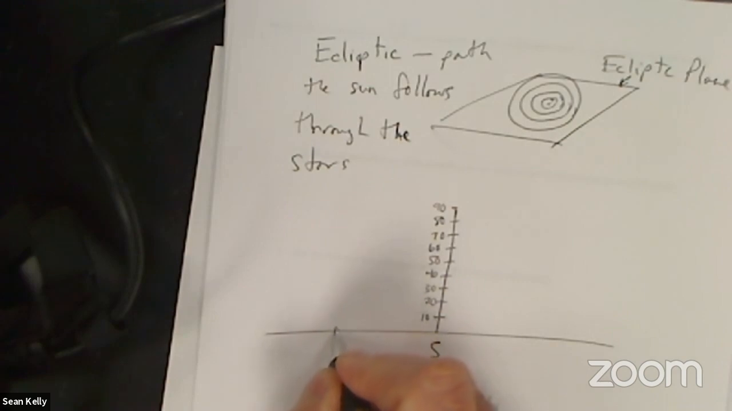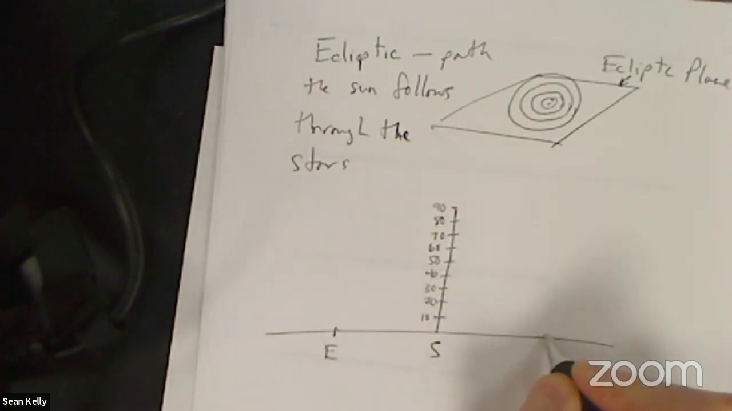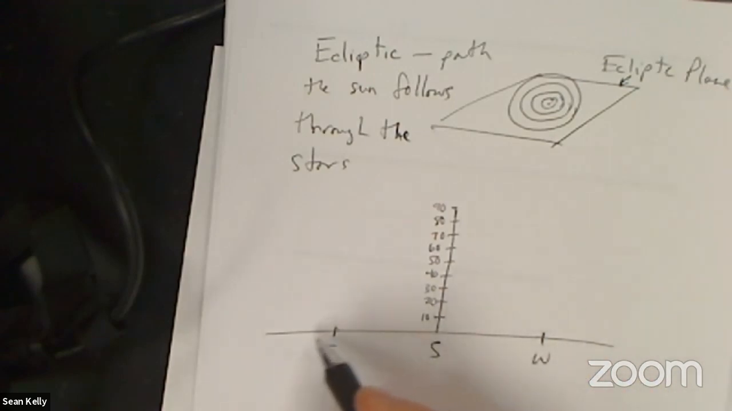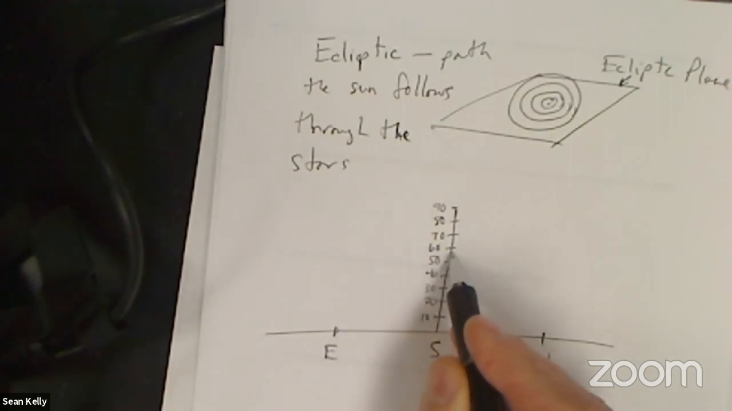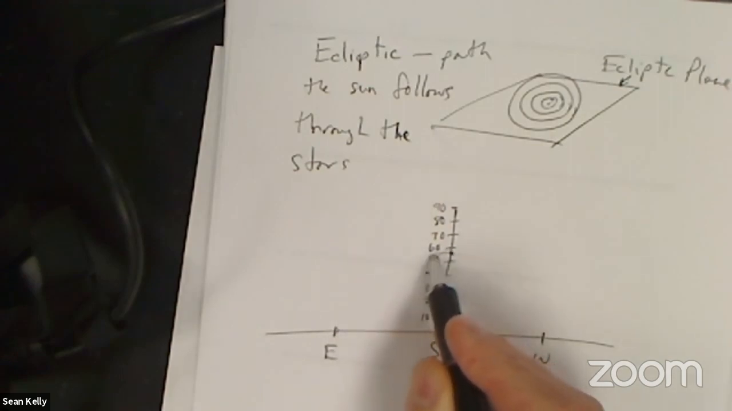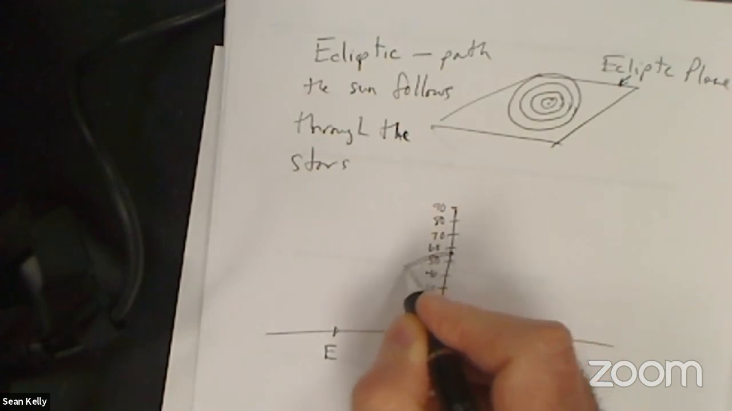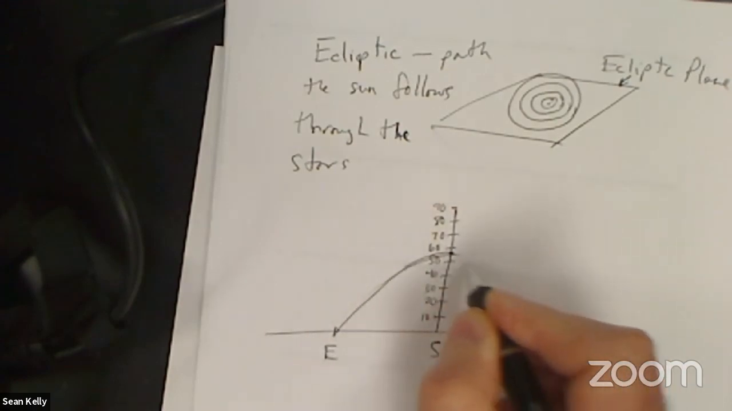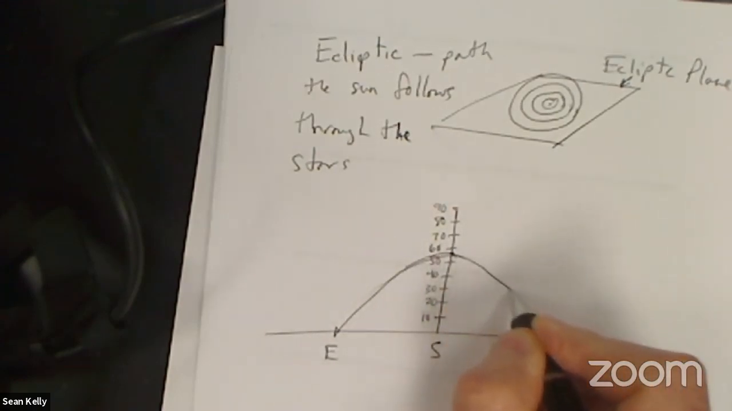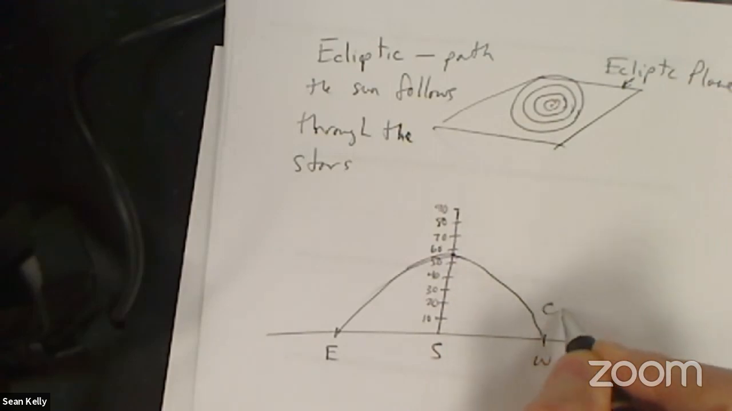Okay, here we go. And over here I have the east, and over here I have the west, right? And remember that there's a path that starts in the east, gets up to, in Santa Barbara at least, about 56 degrees, and then comes back down. And this is the celestial equator. Okay, that's the celestial equator.